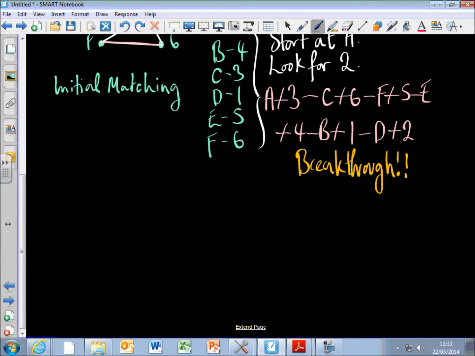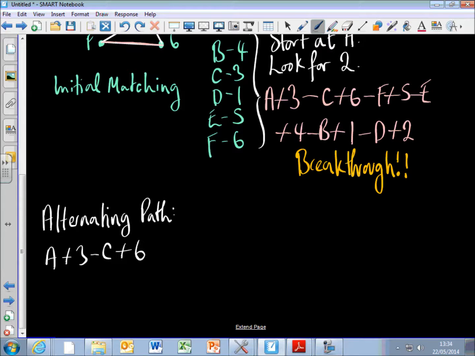And I'm just going to make notes. I'm going to write this out again. The path, the alternating path, sometimes it asks you for the alternating path. I'm just going to write this out again, all in one long line. So it was A to 3 to C to 6 to F to 5, is it? It's my handwriting. That's 5. E, 4, B, 1, D. Okay, and there. So there's my alternating path.